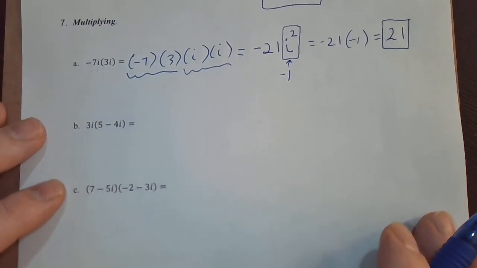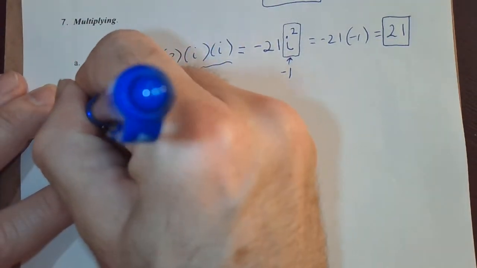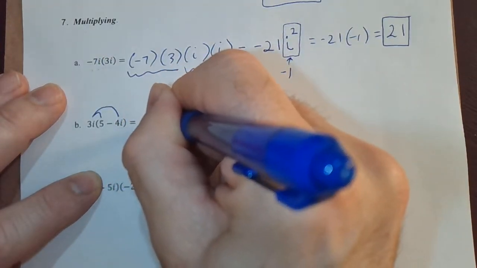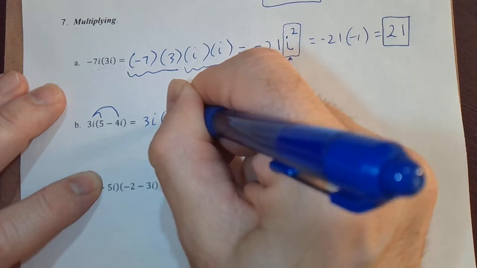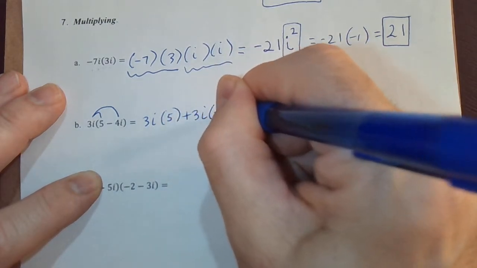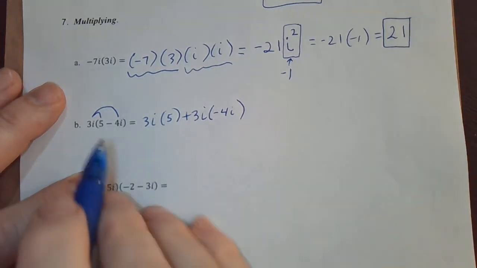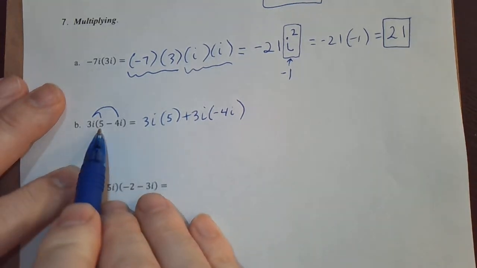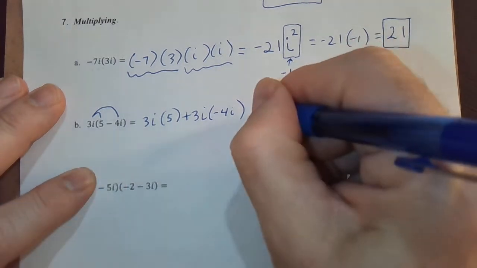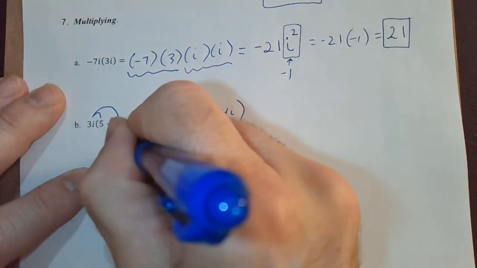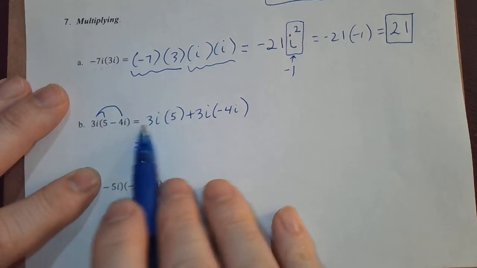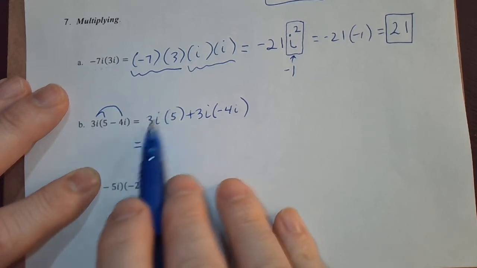Okay, next one, we're simply going to distribute. So I'm going to get 3i times 5 plus 3i times negative 4i. So I distributed the 3i. I've got the 3i times 5 and the 3i times negative 4i. And maybe I'll go down below here. Well, this is pretty easy. 3i times 5, you just multiply the numeric parts together. 15i.